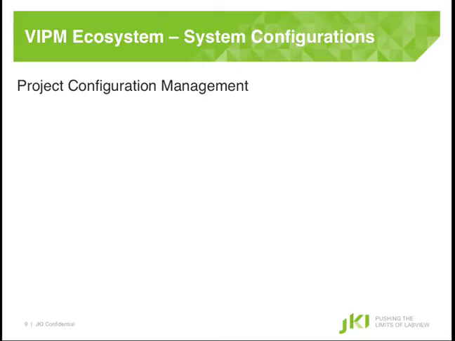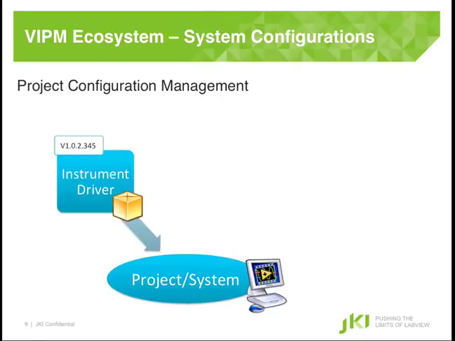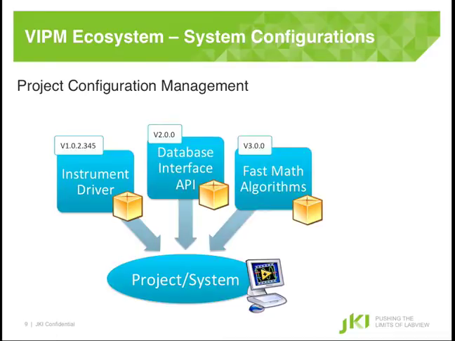Now I'd like to talk a little bit about your project configuration. A project is basically either a LabVIEW project or a specific system configuration of VIs, and you install, as we mentioned before, different packages to that system. This is all fine and great, but how do you define that my system uses these specific versions and these specific packages? How do you map that out?